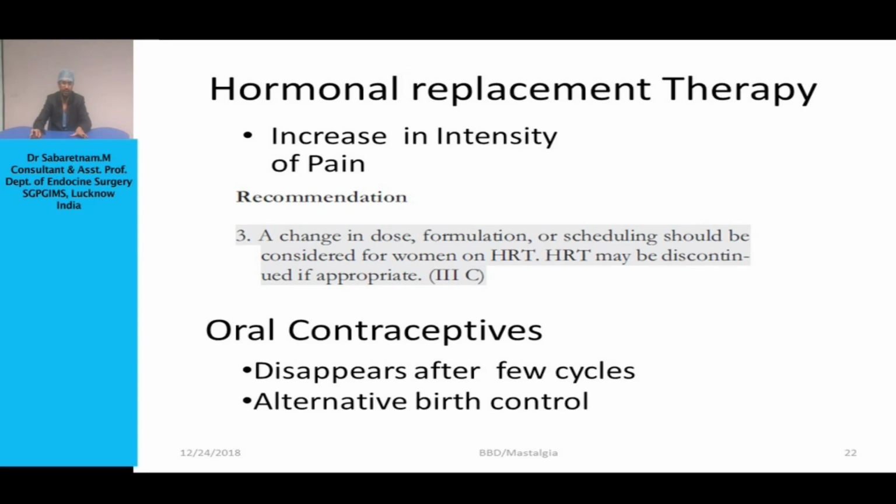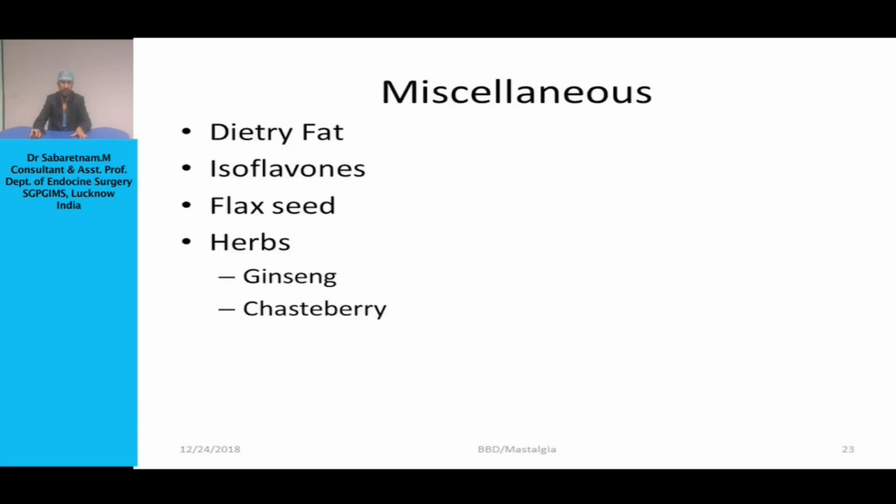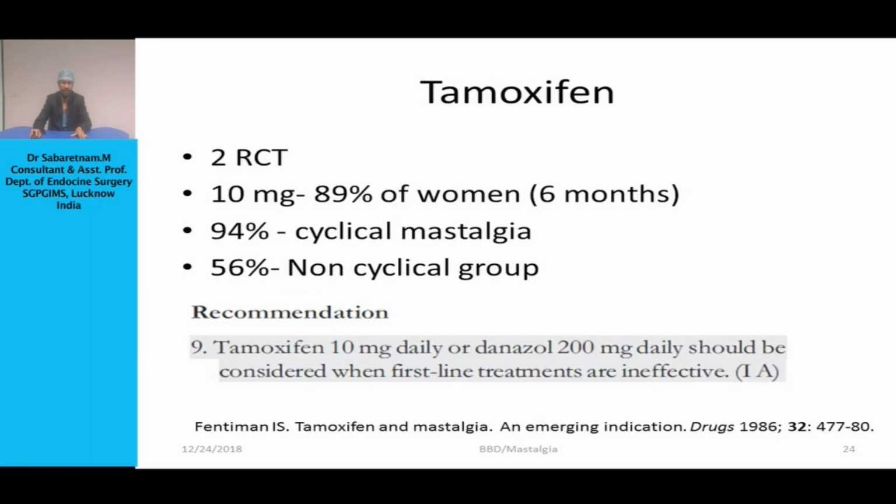So once you stop these contraceptives, then the pain disappears, and we can ask the couple to have alternative birth control. And the role of dietary fat, isoflavones, flaxseed, herbs are all questionable. And there are 2 randomized controlled trials where the patient was given 10 mg of tamoxifen, and there was a 94% improvement in cyclical mastalgia and 56% in the non-cyclical group.